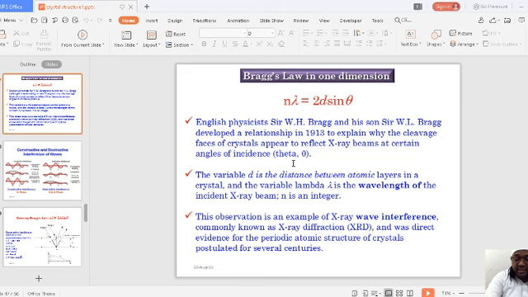Any two layers inside the crystal, that is small d, and the wavelength of the incident X-ray beam, right? Lambda is the wavelength of the incident X-ray beam, and n is any integer. You already know why we are taking it as a small n, that is an integer. In the previous class we discussed this. n is an integer. So this is one of the examples of X-ray wave interference, commonly known as X-ray diffraction.